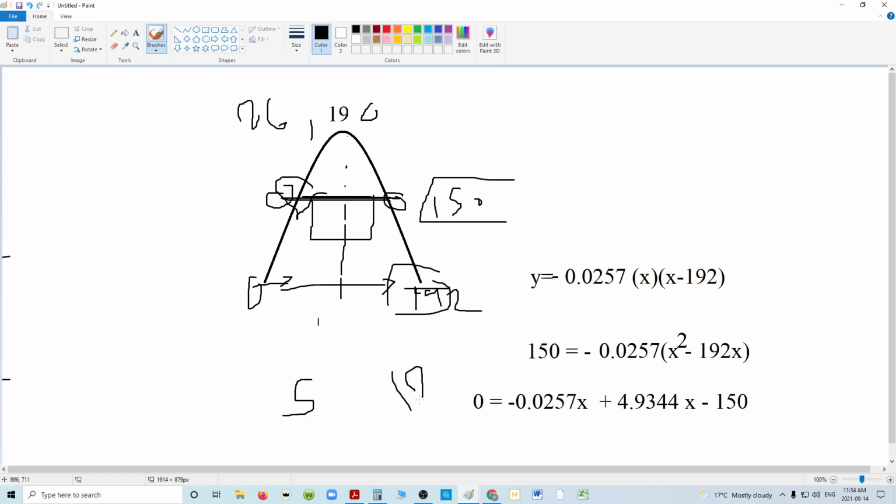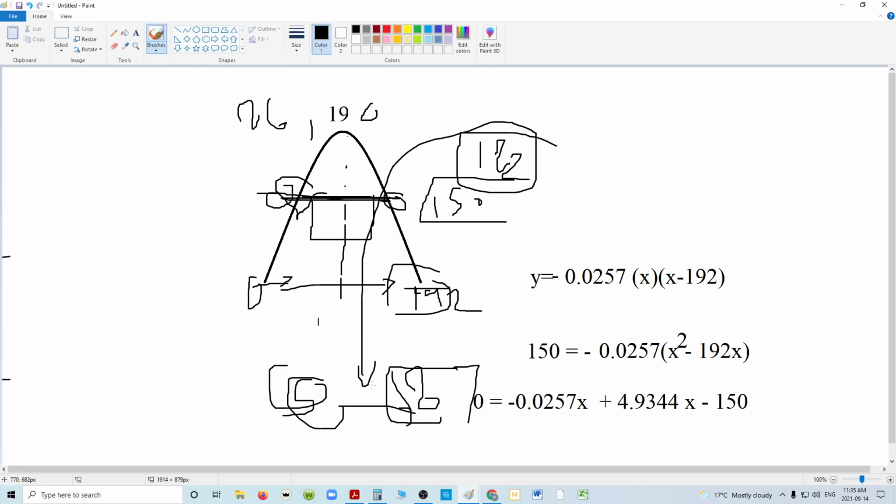I'll get 187. I now know an x value to an x value, and I know that this wire is now 182 meters long. It's the distance between 5 and 187. And that is how you would solve these things. But it's essentially looking for this point here.